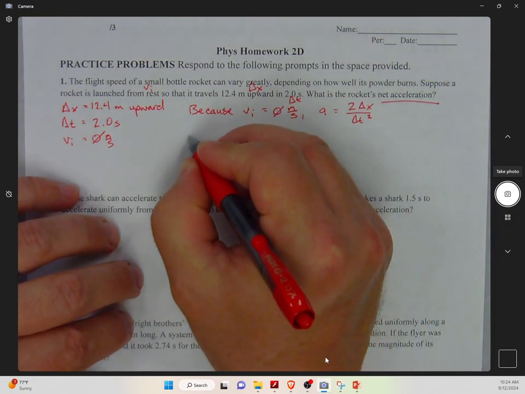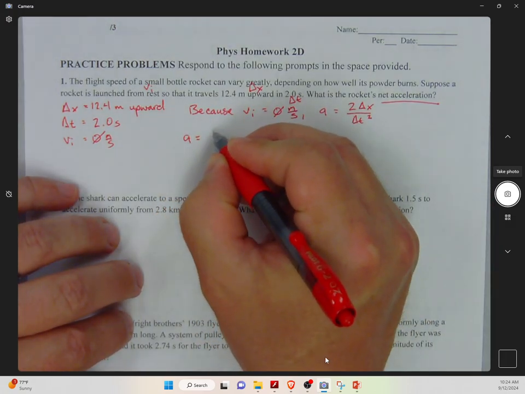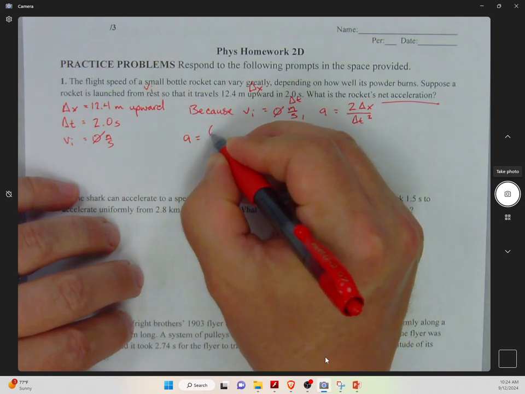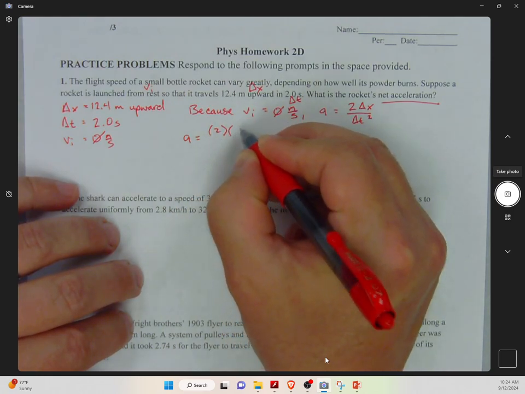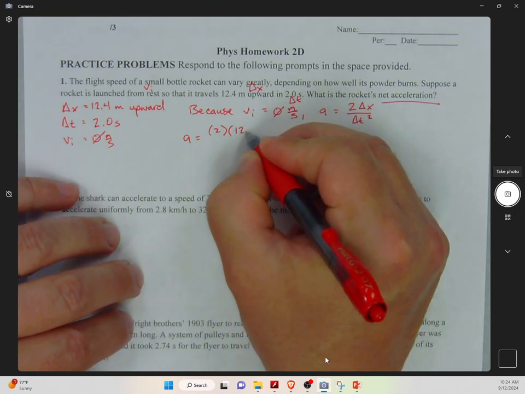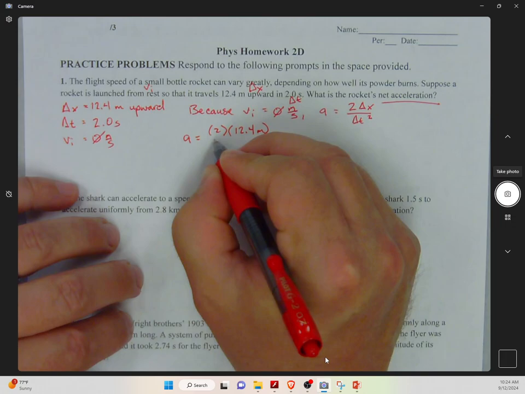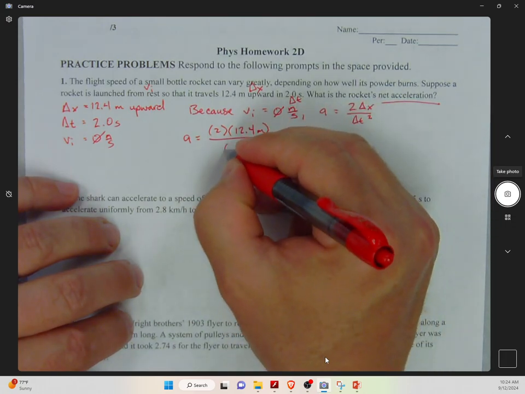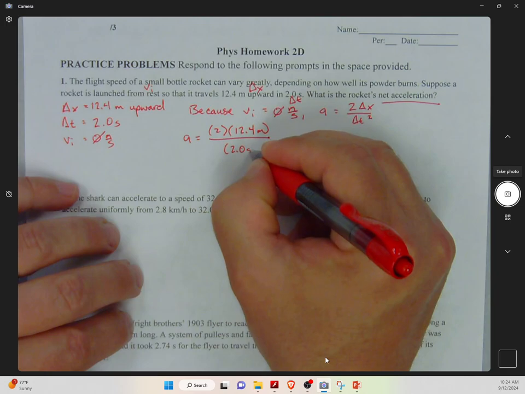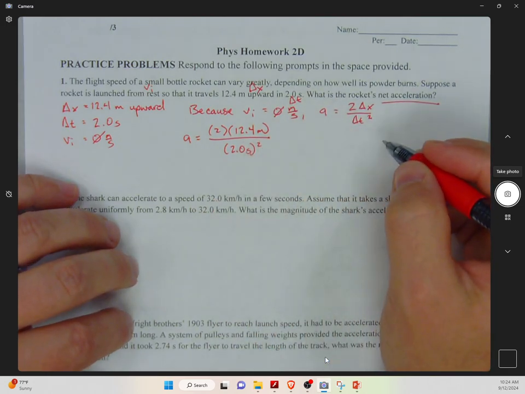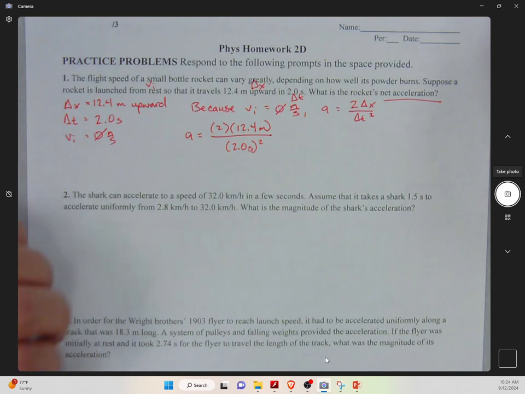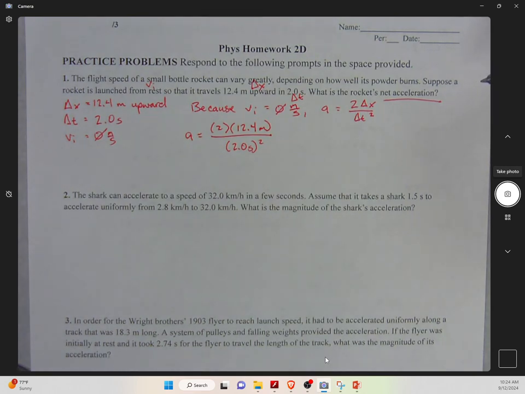So acceleration is equal to 2, my displacement is 12.4 meters. My time is 2 seconds, and I need to square it. You guys are going to get so good at these that the only way you're going to miss this on the test is if you forget to square it. Raise your hand if you've ever forgotten to square one of these things on a physics exam. Me, I've done it.